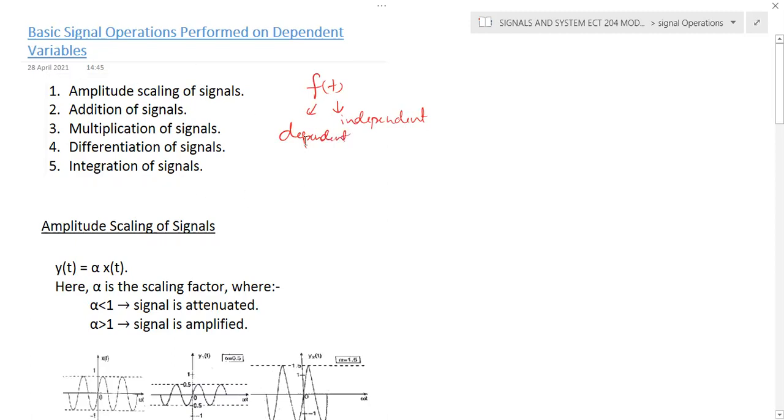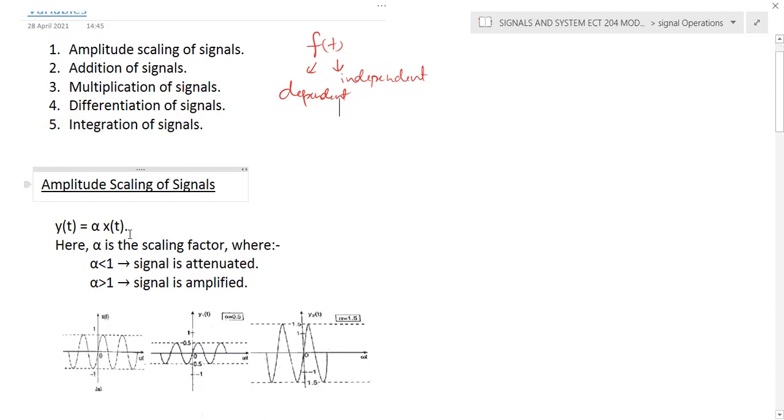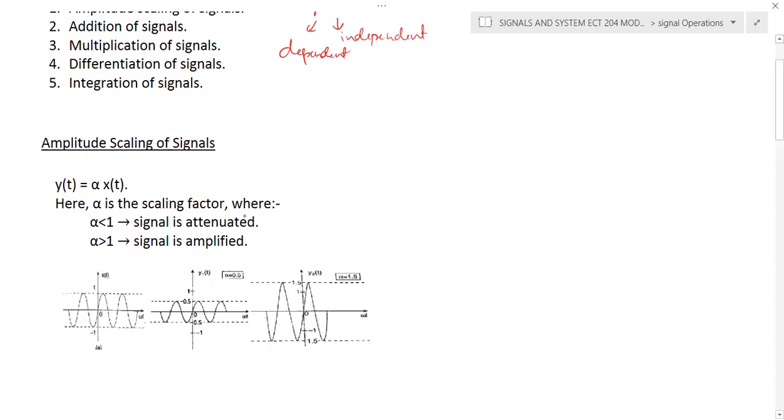Based on the dependent variable, we are performing this operation. So dependent variable amplitude scaling. So amplitude scaling of signals, or scaling in the dependent variable, not the independent variable. Previously we explained the scaling operation on the independent variable. Now we'll discuss the scaling operation on amplitude. So a signal x of t is amplitude scaled.